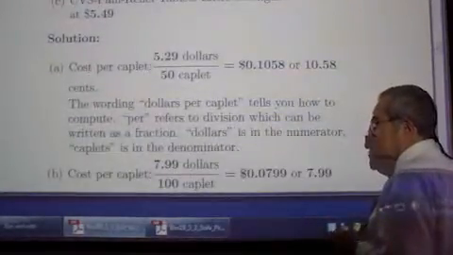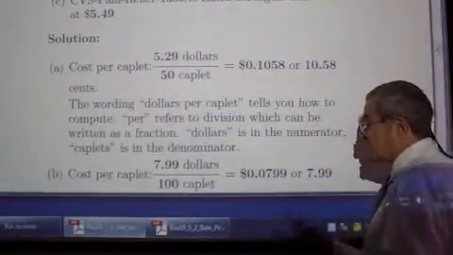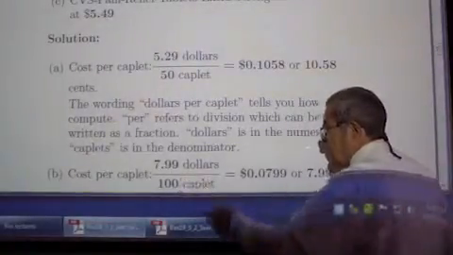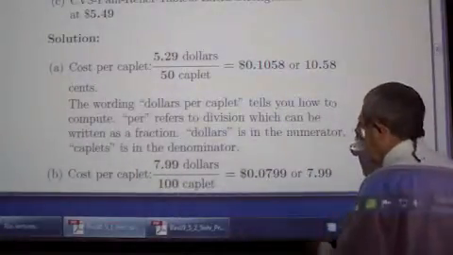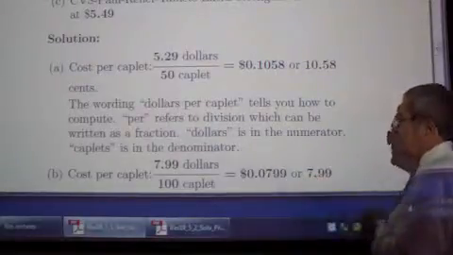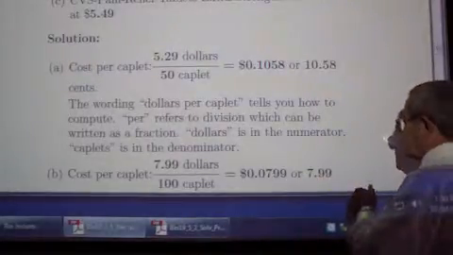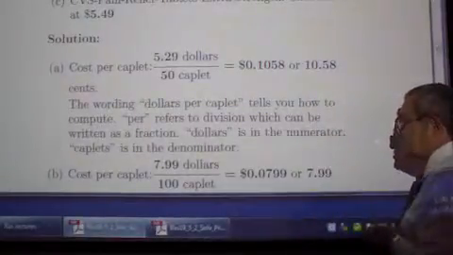If you take the second one, you get $7.99 divided by 100 caplets. That's very easy when you divide by 100. All you do is move the decimal point 2 places to the left. That gives you 7.99 or practically 8 cents per caplet. So 10 cents here, 8 cents here. That one is cheaper when I compare these two.